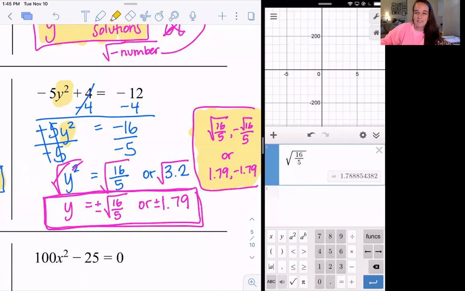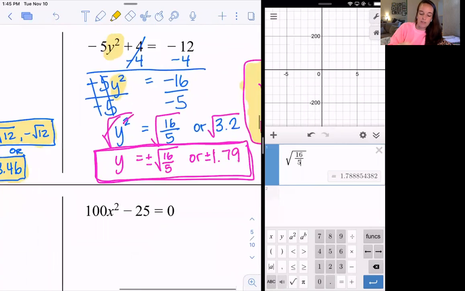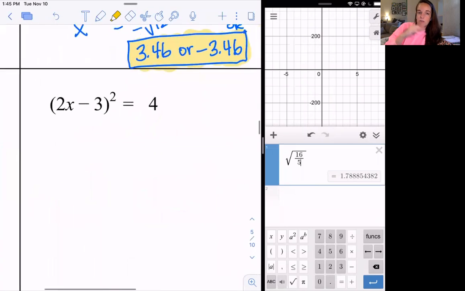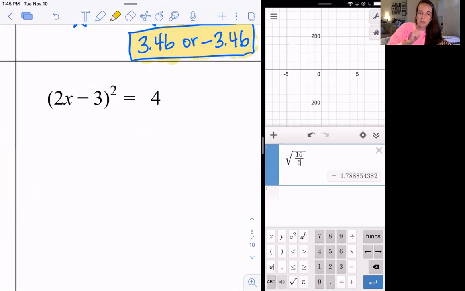Awesome. Okay, I'm going to show you 2 spicy ones, and then we'll be done. Those other ones were like mild and medium. This is my spicy one. What do you notice is different about this problem here? The parentheses. Yeah, for sure, parentheses. Since the parentheses are here, this is locked up in here. We can't get to that -3 until we get rid of the square.